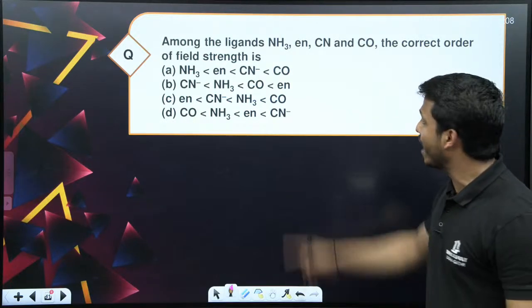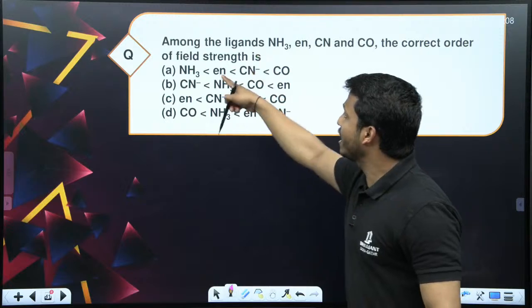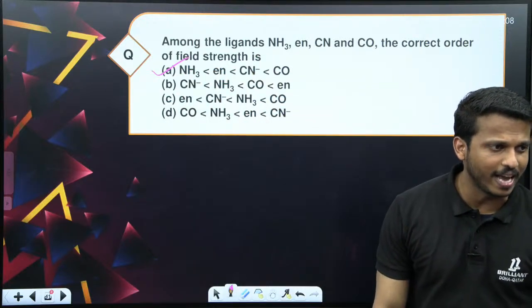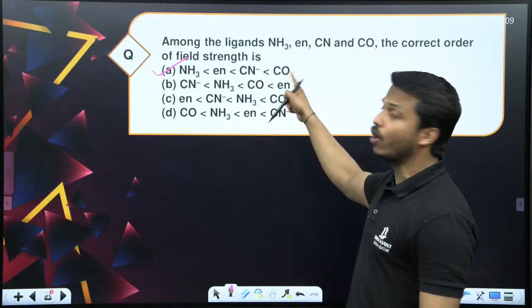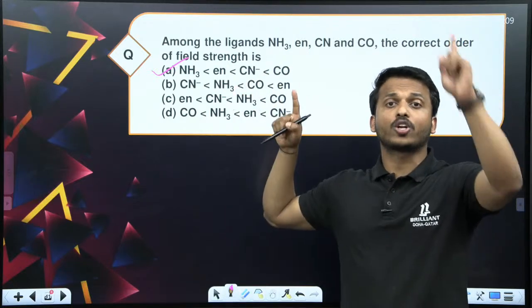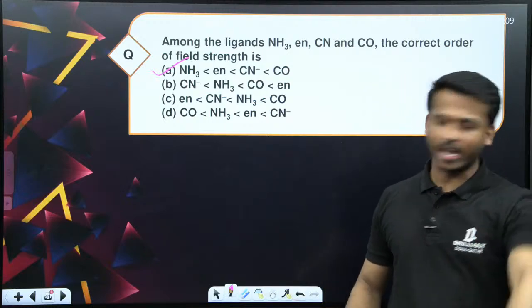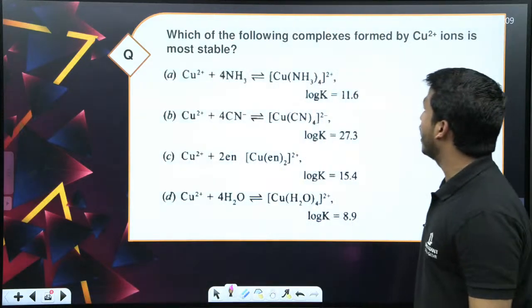Which is the strongest ligand? CO, then cyanide, then En, then amine. I think option A, you all have given option A. Yes dear all, option A, CO is the strongest ligand. The spectrochemical series is a must-know area, a question you can expect. Okay, let's go to the next one.